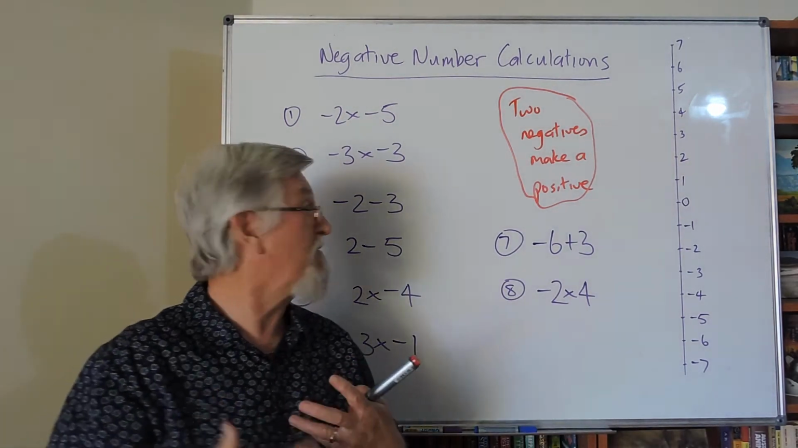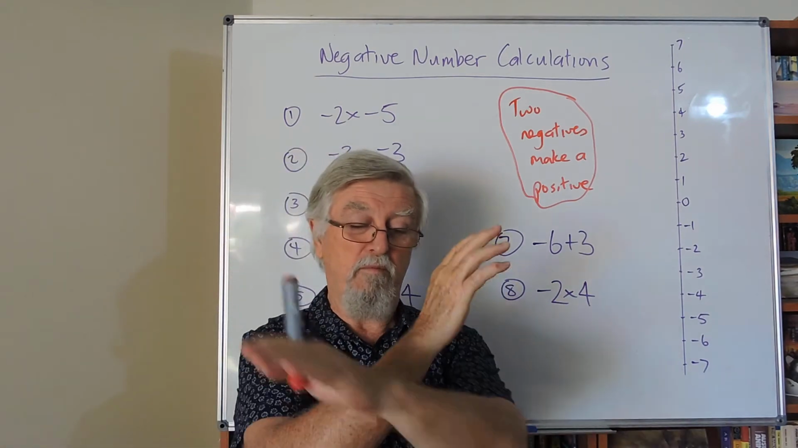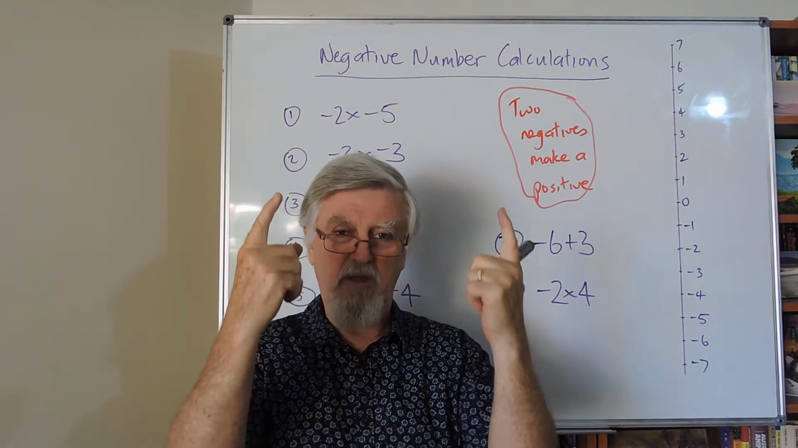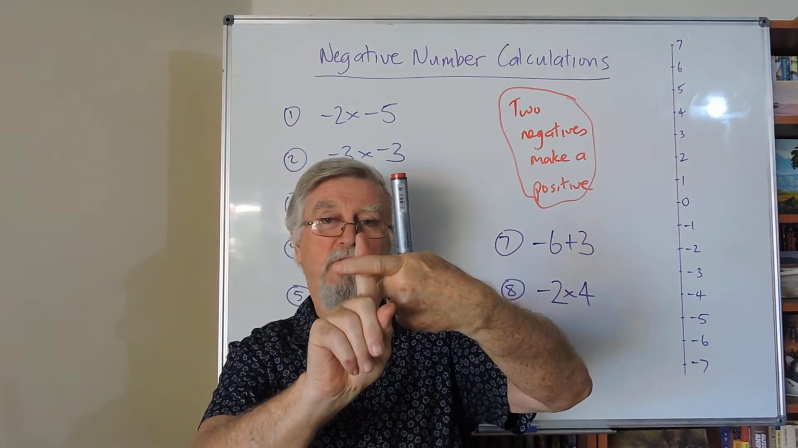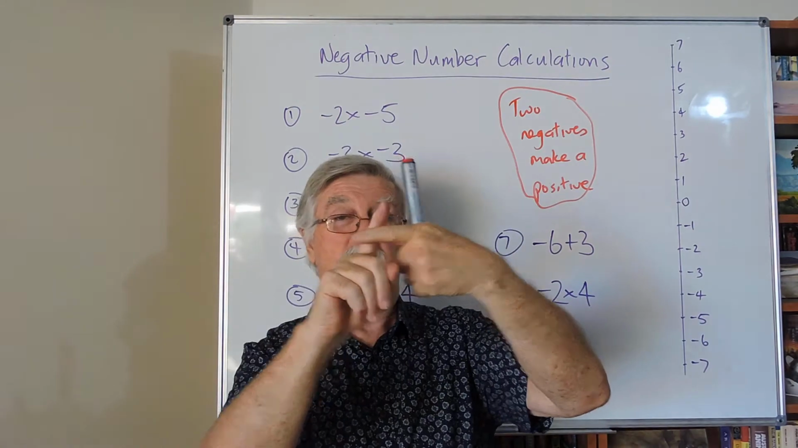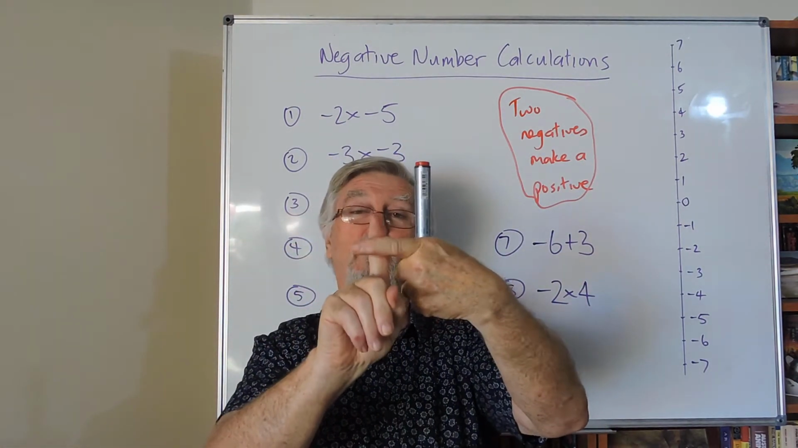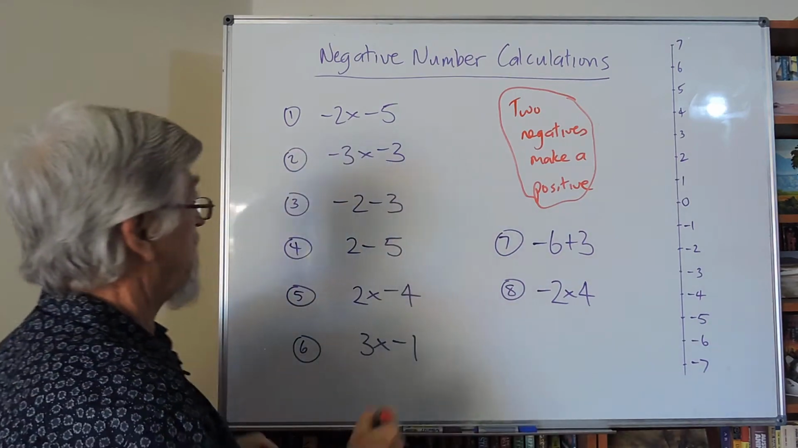Hi everyone, here's the third of the videos on negative numbers. Looking at the idea that when we're multiplying, two negatives become a positive. It's like they can't resist, like an inherent force between the two of them, and nothing can stop them from going together. So let's have a look at this one.